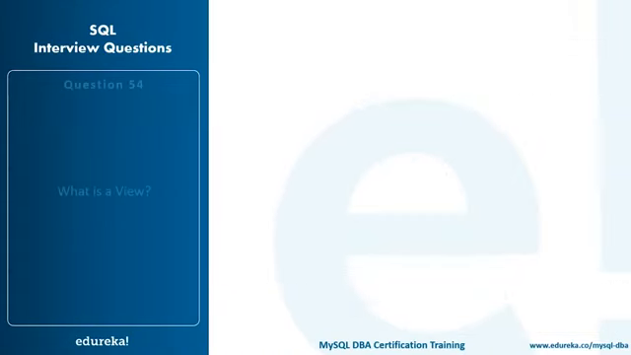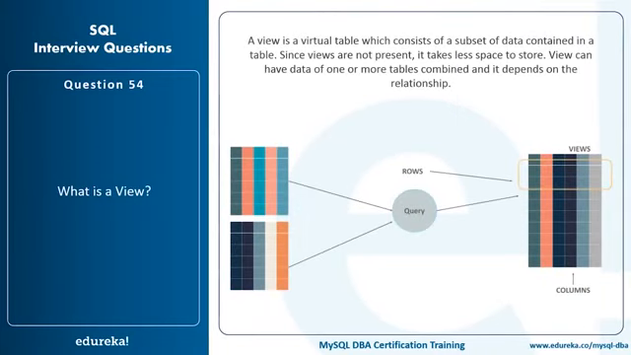Now let's move forward to our next question: what is a view? A view is basically a virtual table which consists of a subset of data contained in a table. Since views are not physically present, they take less space to store, and views can have data of one or more tables combined based on the relationship.